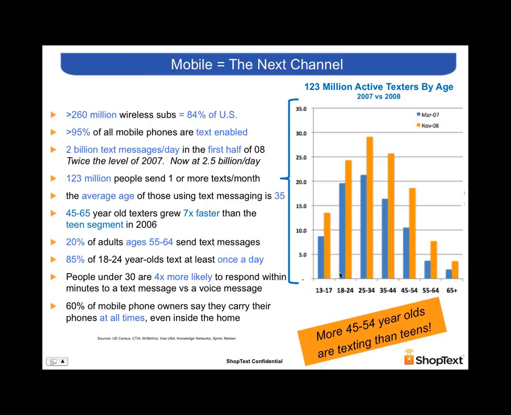But it's always amazing. When you break that 123 million out by age group, what you can see is there are more 45 to 54-year-olds texting than teens. The physical population in millions is here on the left. And what I've got in the blue bars is the data of what Nielsen qualified as active texters in '07 versus November of '08. And what you can see is the dramatic growth in people who are texting is occurring in the older demographics.